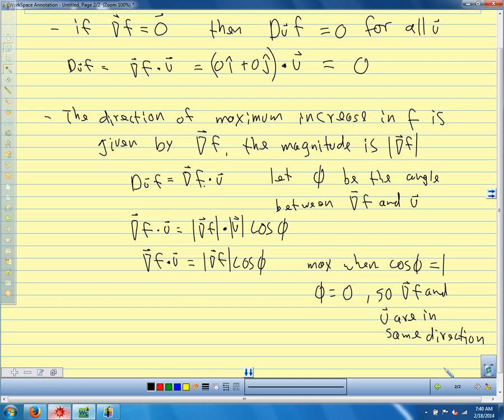So our direction of maximum increase is in the direction of del F. When our gradient is in the direction that we want to go, that's going to be our maximum increase. And the magnitude of that maximum increase, because cosine phi is 1, is going to be the magnitude of del F.